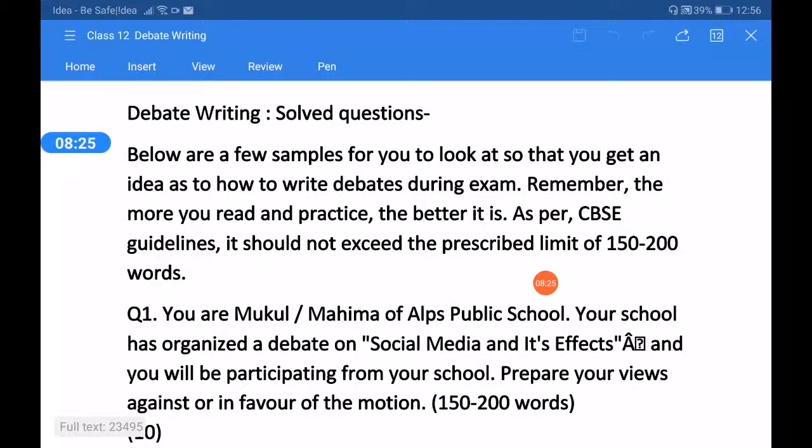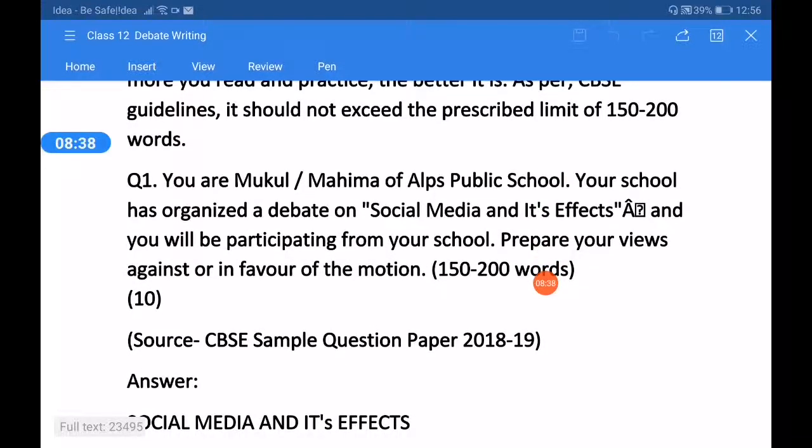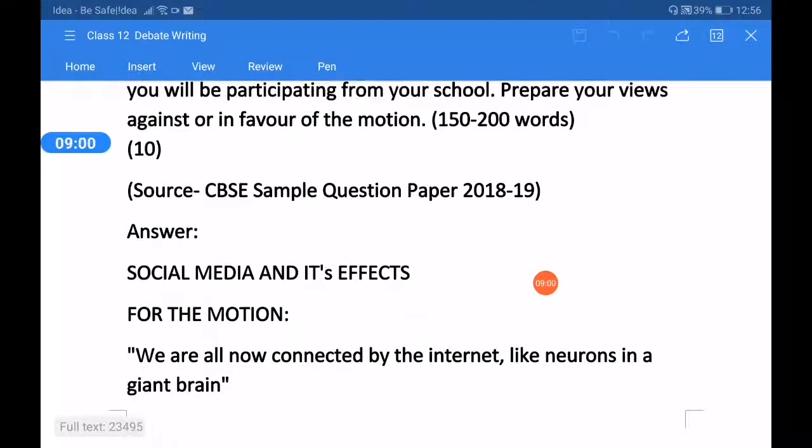So, dear students, let us have one example of a solved question. There are many samples, but I am going to give one example for you. First is here: you are Mukul or Mahima of Alpus Public School. Your school has organized a debate on social media and its effect, and you will be participating from your school. Prepare your views against or in favor of the motion. Word limit is 150 to 200, and this sample question paper has been taken from the year 2018-19.